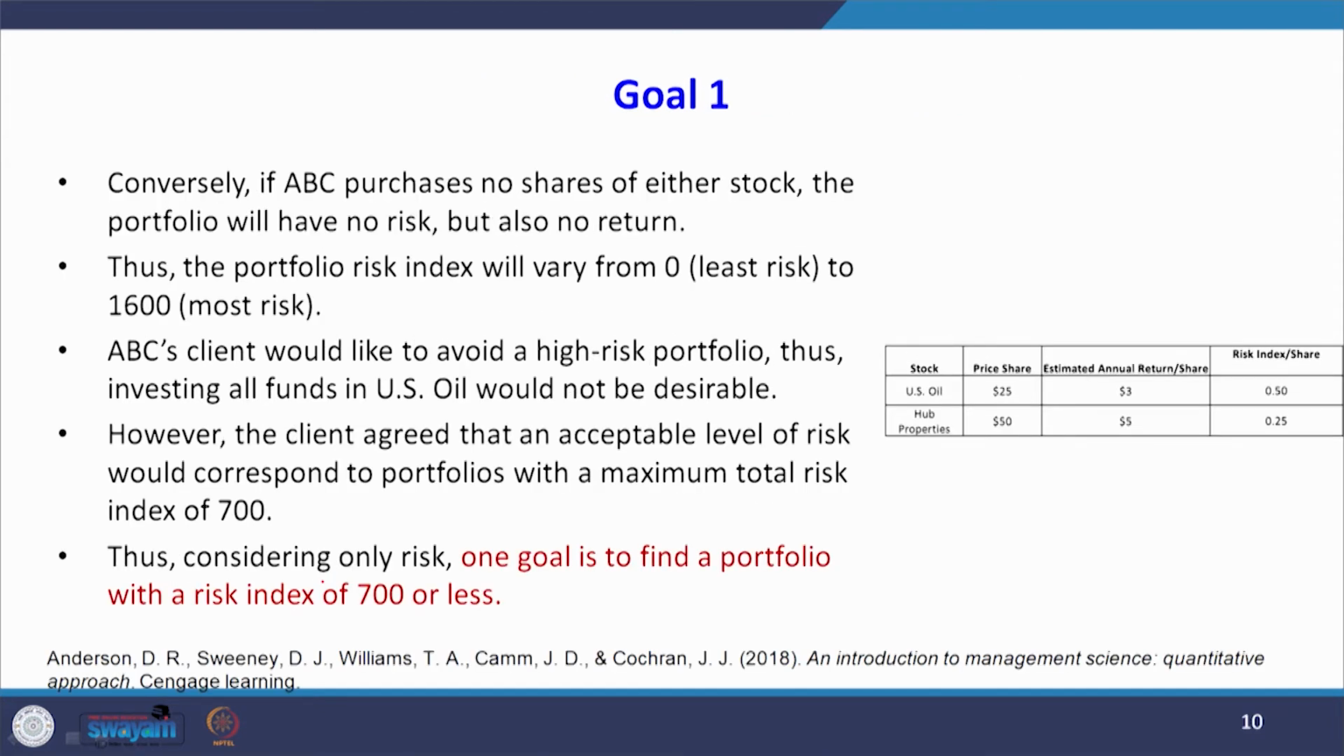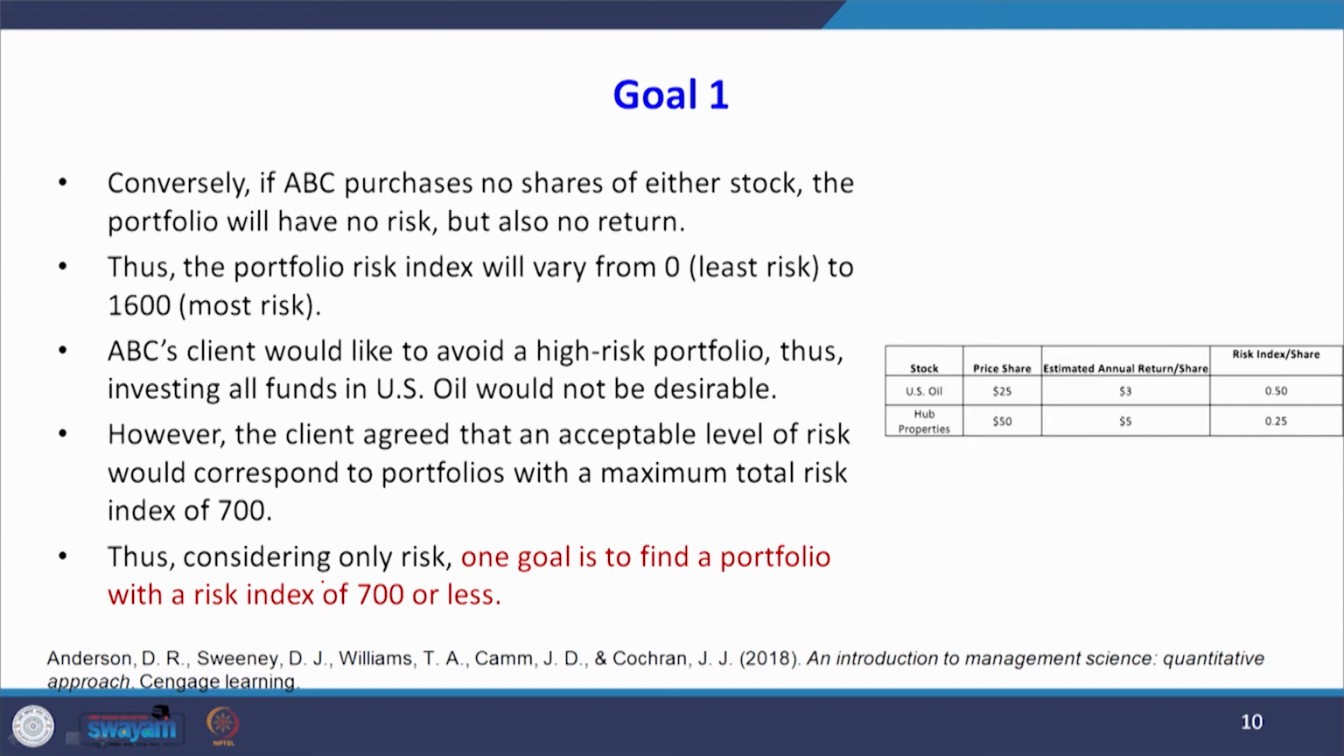Conversely, if ABC purchases no shares of either stock, the portfolio will have no risk but also no return. Thus, the portfolio risk index will vary from 0 least risk to 1,600 most risk. Now we will formulate goal 1. So, ABC's client would like to avoid high risk portfolio. Thus, investing all funds in US Oil would not be desirable.